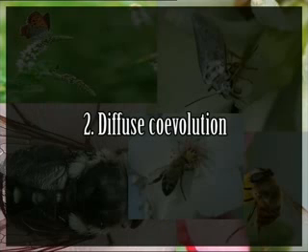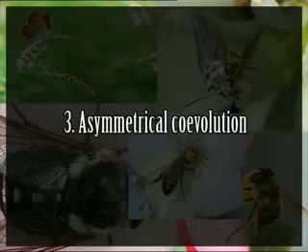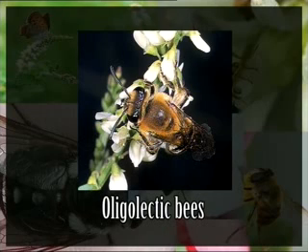Number two is the diffuse coevolution of few to many facultative partners, as in many pollinator systems of bumblebees and other polylectic pollinators. In such a system, more than one type of pollinator exerts a selective pressure on more than one plant. And the third type of coevolutionary system is asymmetrical coevolution with unbalanced reciprocal effects, such as occurs in oligolectic bees specializing on a few related plants as pollen sources.